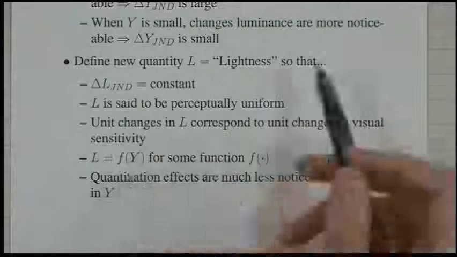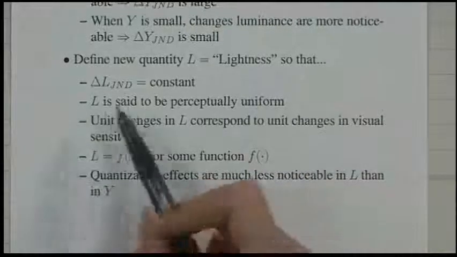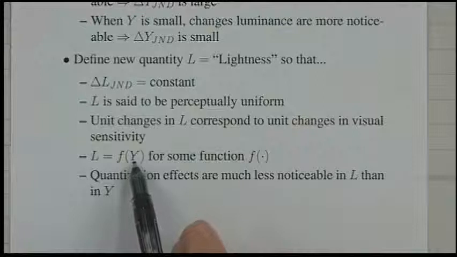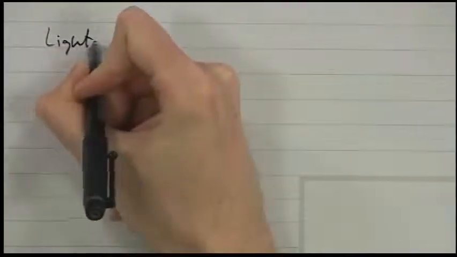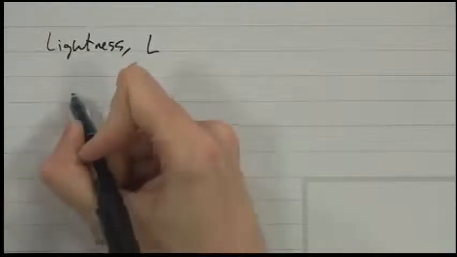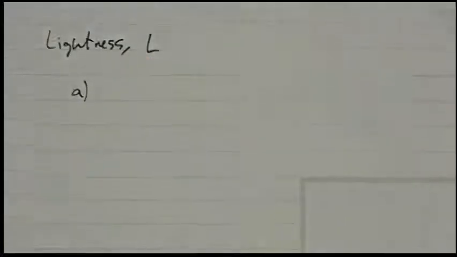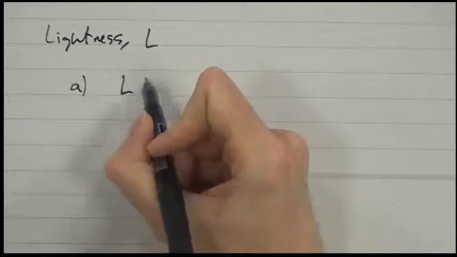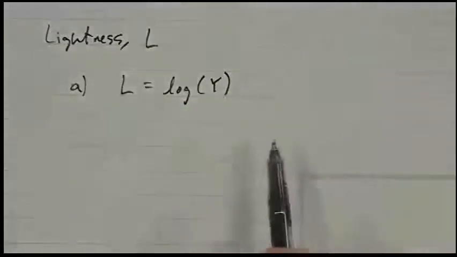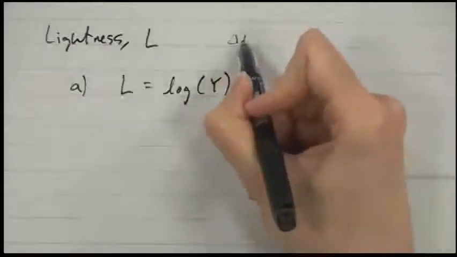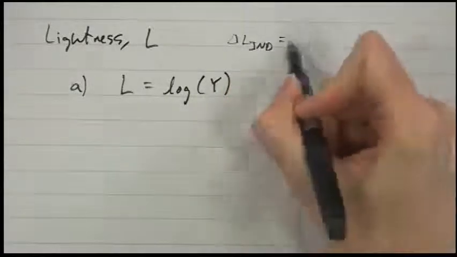And so last time we went through a derivation to show what you get starting from luminance and having something that obeys this property. So this lightness L, the first derivation that he came up with was this relationship: lightness equals the log of the luminance, and it'll obey that property that delta L JND is constant.